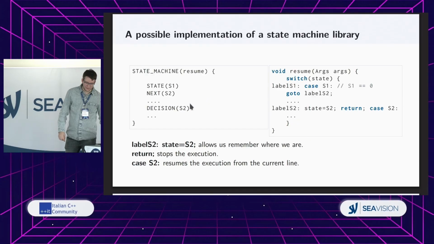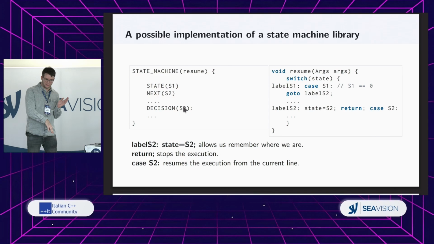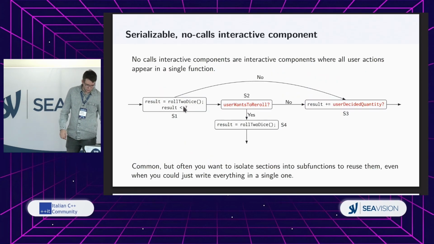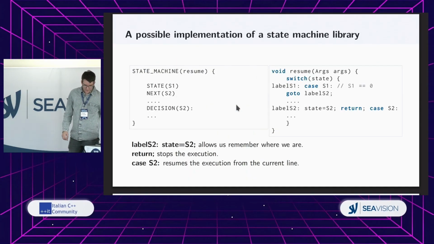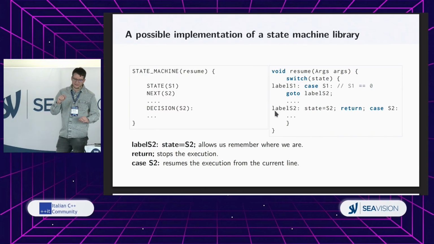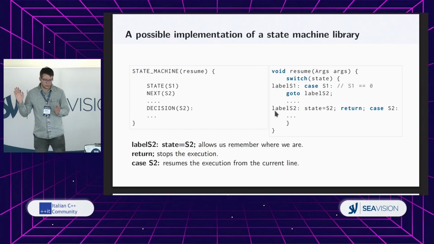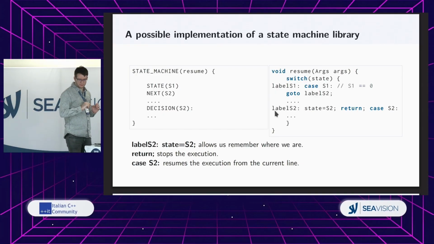But the interesting part is the part about decisions. Decisions are the points where the user can provide an action. So in this case, state S2 was user wants to reroll. When we enter this state, we have to figure out if the user wants to reroll or not, and we must suspend the execution. The trick we are going to do is that we place a label. After the label, we set the state to S2, we return from the current function. The current function stops.